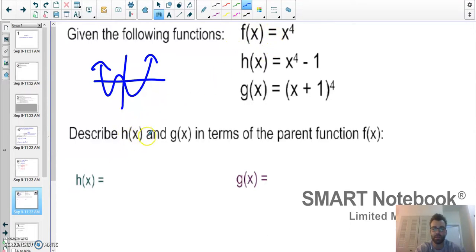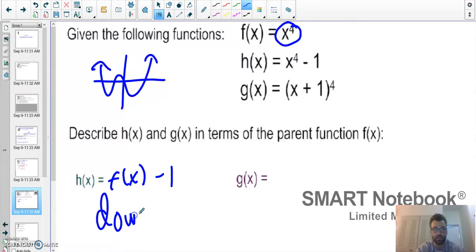So what this is basically saying is, what am I doing to my parent function in each of these functions here? Here's my function x to the 4th. That's f of x, my parent. What am I doing there? I'm taking my parent function and subtracting 1. So technically, you can think of it as f of x minus 1, because f of x is x to the 4th. This is outside of the function. Since it's outside of the function, I stay consistent with what I think, and I go down 1.